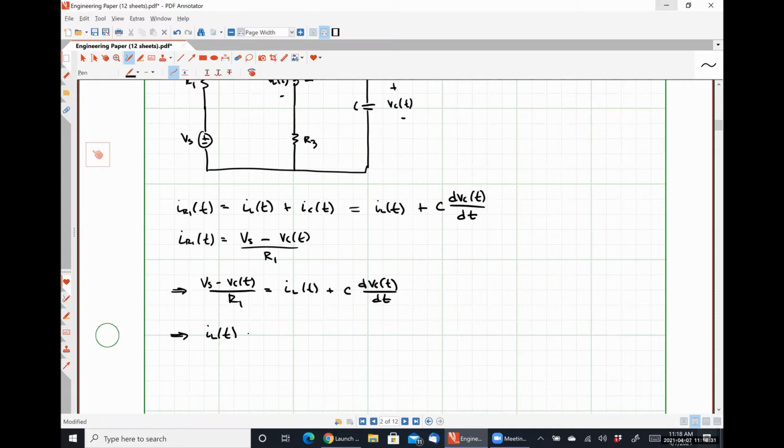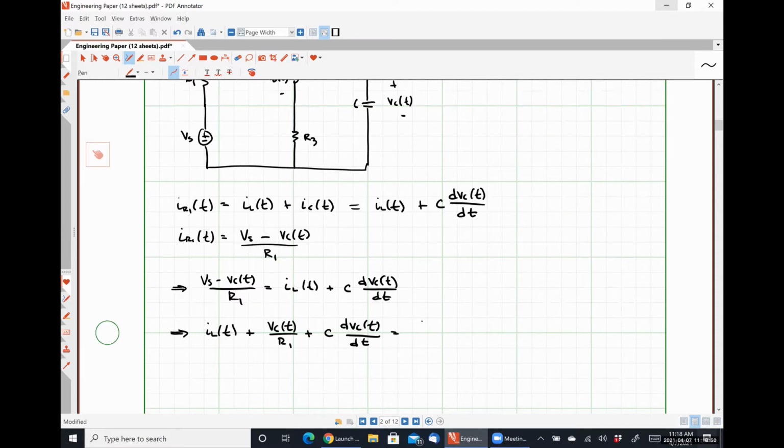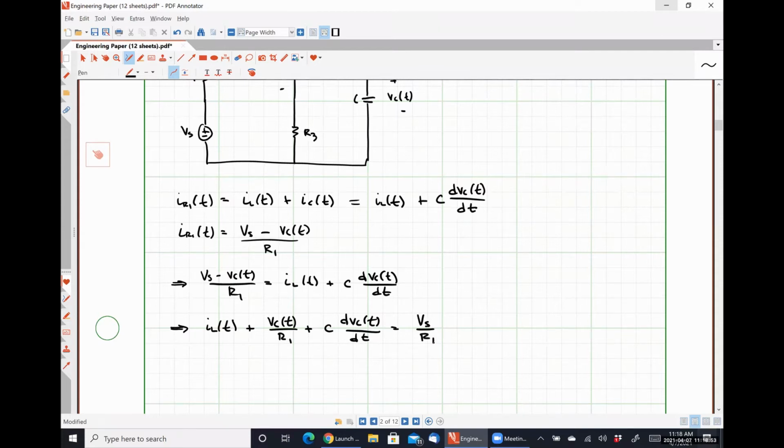And so in doing that, I can have the following expression: IL of t plus Vc divided by R1 plus C dVc by dt is equal to Vs divided by R1. And I'm going to call this guy equation 1. It gets a special designation because it is expressed purely in terms of the capacitor voltage and the inductor current, right? So I don't have any spurious variables that I don't want in. Okay.